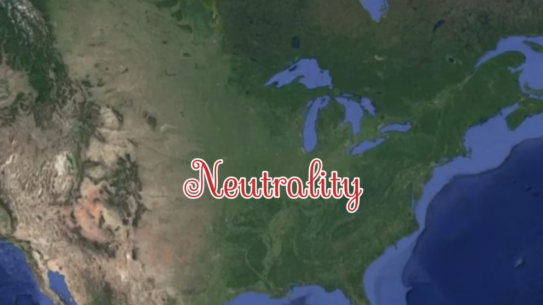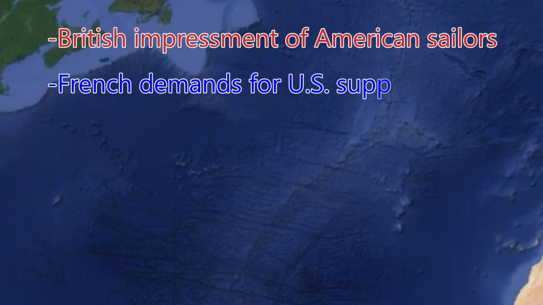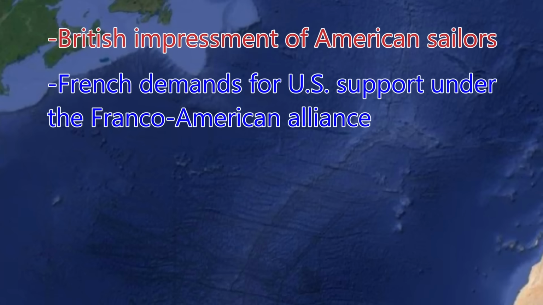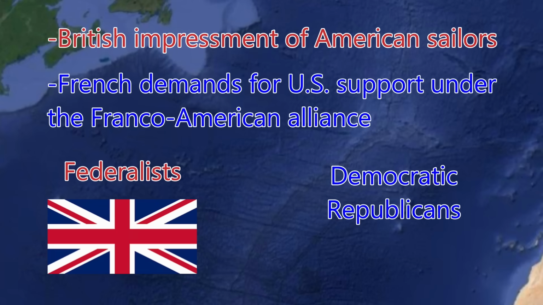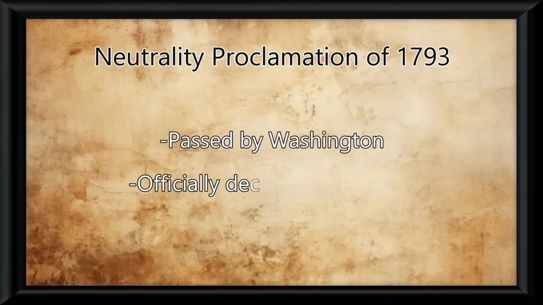had to maintain neutrality, which was difficult due to issues like British impressment of American sailors and French demands for U.S. support under the Franco-American alliance, with the Federalists favoring Britain and the Democratic Republicans supporting France. Despite all of this, the Neutrality Proclamation of 1793, issued by Washington, officially declared neutrality.